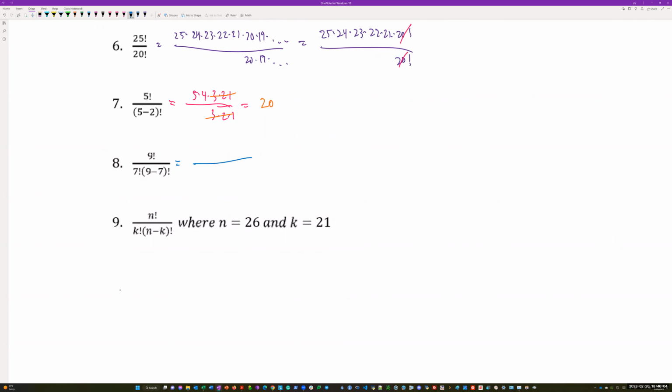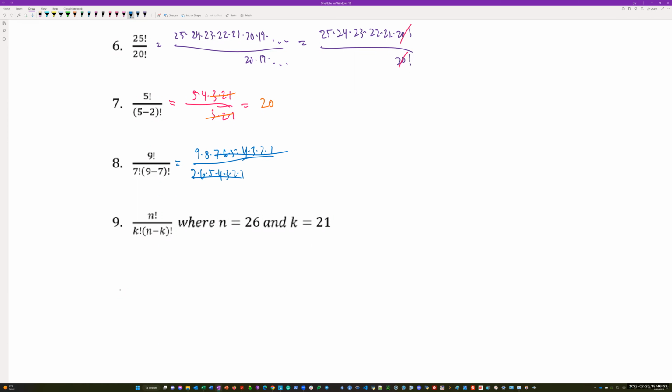Do the parentheses first is correct. So the top one is like what? 9, 8, 7, 6, 5, 4, 3, 2, 1, right? The 7 is, well, 7, 6, 5, 4, 3, 2, 1. So I can just get rid of those right off the beginning. Is that right? Does that make sense?